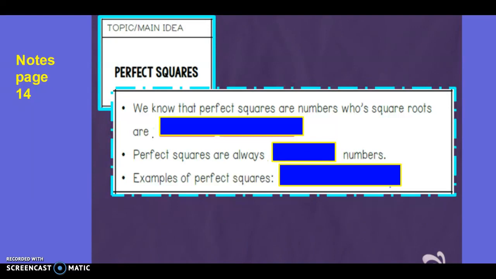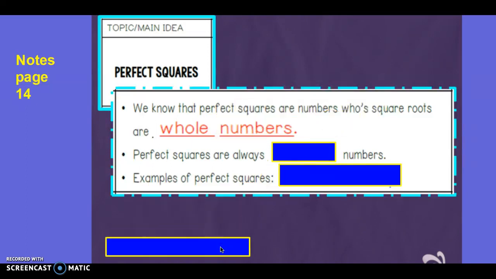Okay, so we're going to start on the notes that you have on page 14 of your math notebook. Yesterday we learned what perfect squares are. We know that perfect squares are numbers whose square roots are whole numbers. They come out exactly even. Perfect squares are always rational numbers. Rational means you can write them as a fraction. Can you take a second and think of some examples of perfect squares that you learned yesterday? Hit pause and write a few examples down. When you're ready, hit play.